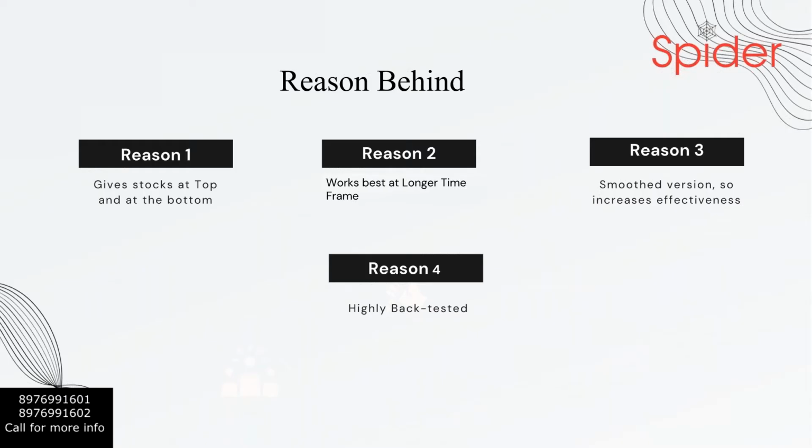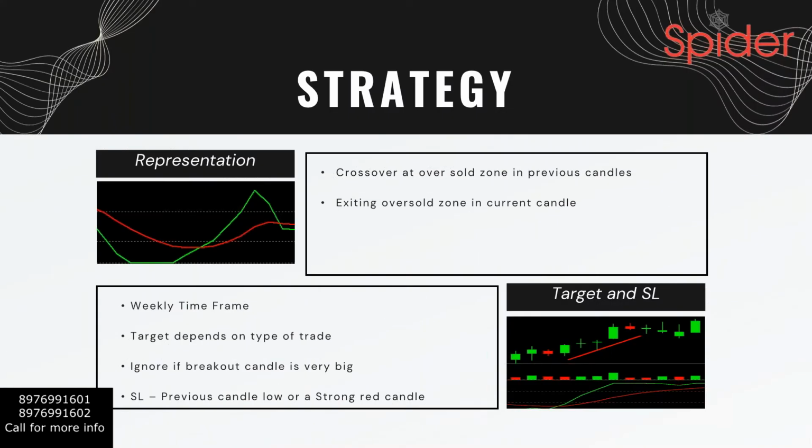And the fourth main reason is that it is highly backtested. I have done all the backtesting regarding the strategy, so that you will not face any issue while using the strategy. So these are the top four main reasons why I'm using stochastic RSI as an indicator to find swing trades. Okay, now jumping into the strategy.